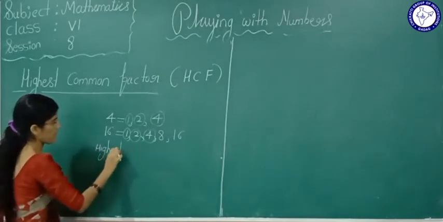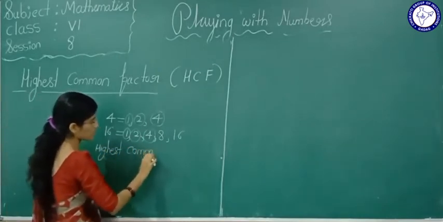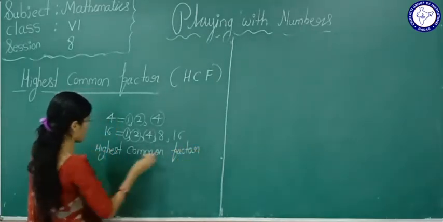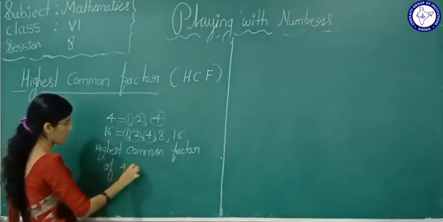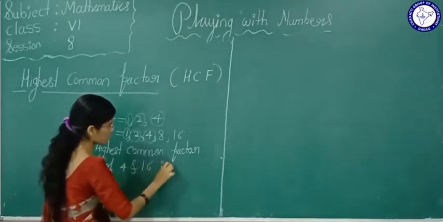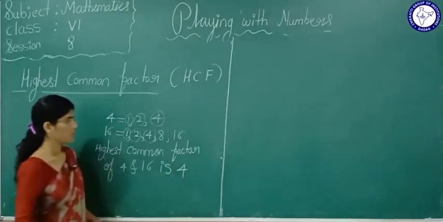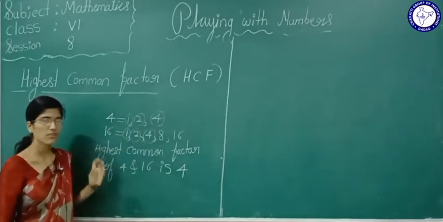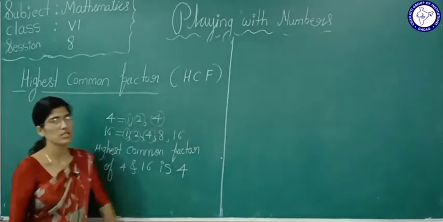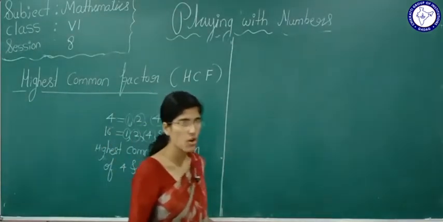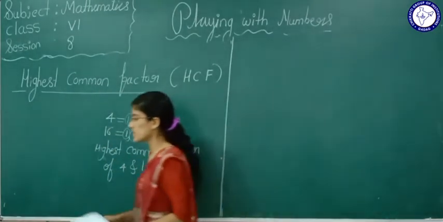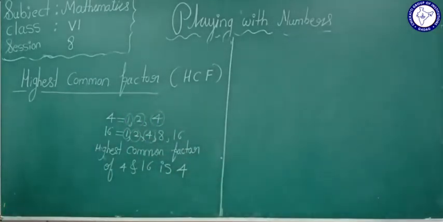Highest common factor of 4 and 16 is 4. These are the common factors. Which is the highest common factor? It is 4. So this is nothing but the highest common factor. In short, we are going to call it HCF. Now we will write the definition for this.